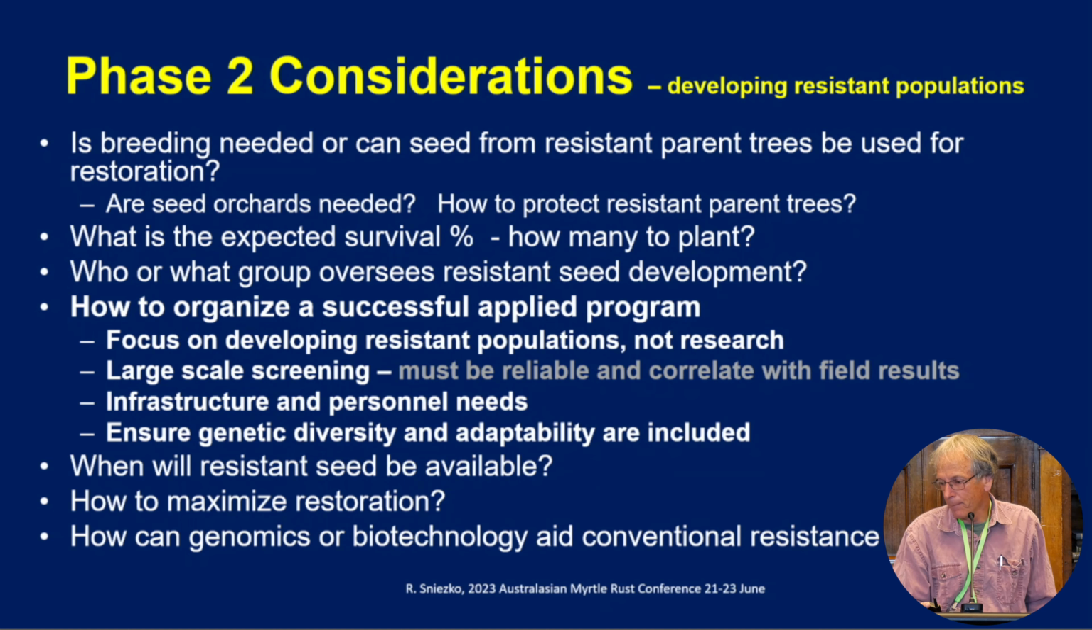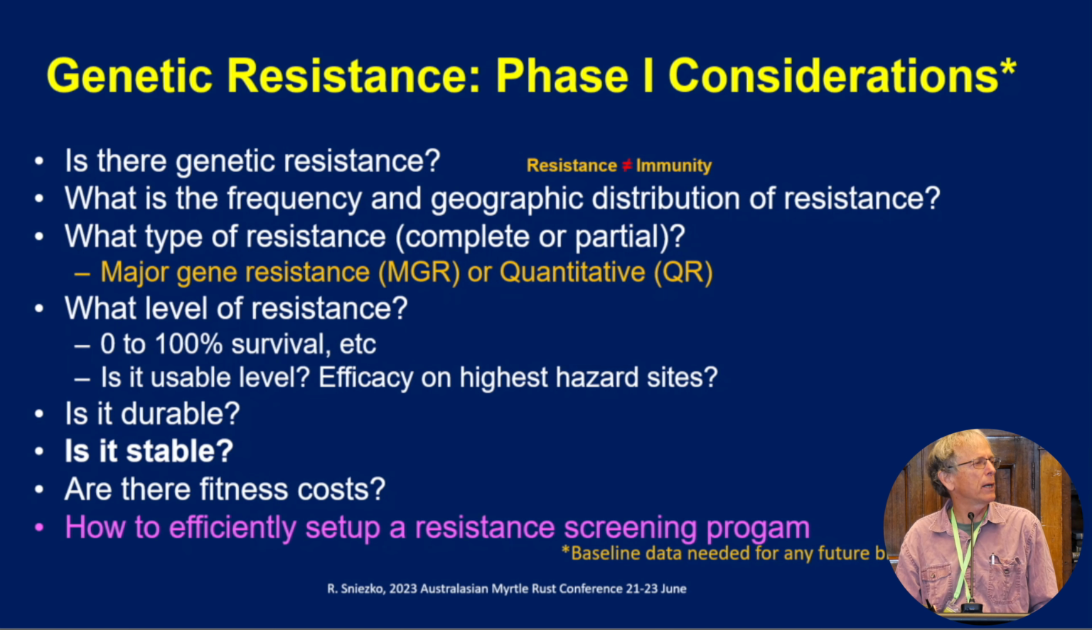How to maximize restoration, even if you have resistance? The question with whitebark pine now, this is a wide-ranging species, and so there's a whitebark pine restoration national plan being developed. I think the strategy is, can we put on all land bases, maybe on 10% of the hectares that had whitebark pine, can we restore 10%? And that's a big challenge to get stuff out there, even when you have resistance and everything. And then how can genomics or biotechnology aid conventional breeding? Good questions, and sometimes there's a lot of hype out there.